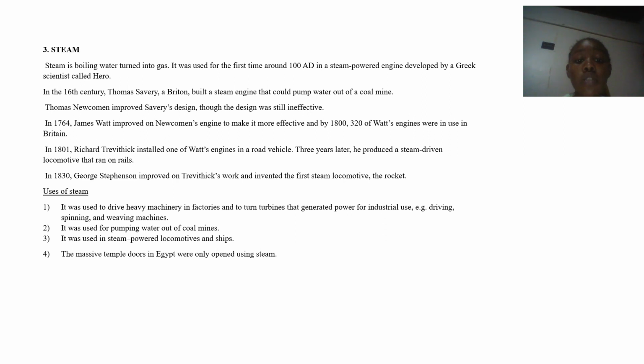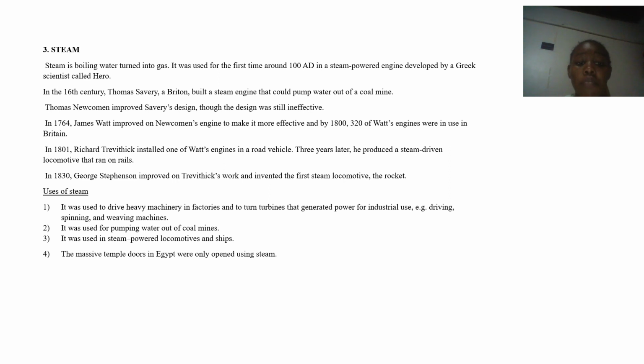Then steam. Steam is boiling water turned into gas. It was used for the first time in 100 AD in a steam-powered engine developed by a Greek scientist called Hero. In the 16th century, Thomas Savery, a Briton, built an engine that could pump water out of coal mines.